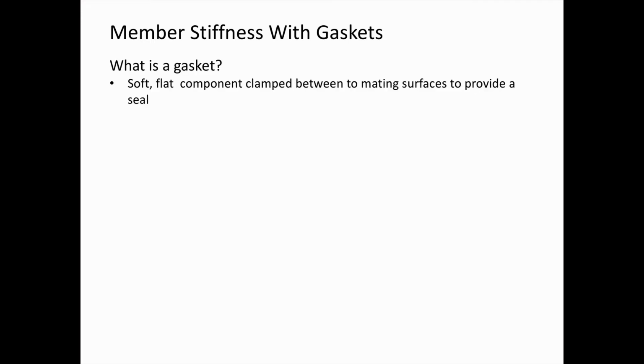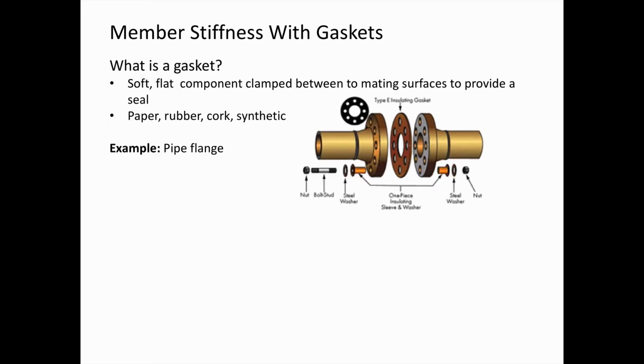Another type of joint to be aware of is a bolted joint that involves a gasket. So what's a gasket? It's a soft, flat component clamped between two mating surfaces to provide a seal. These are often made of paper, rubber, cork, or some synthetic material. Here's an example, a pipe flange, where there are two pipes that we need to join together using bolts, and there's this gasket right in the middle that seals between them.